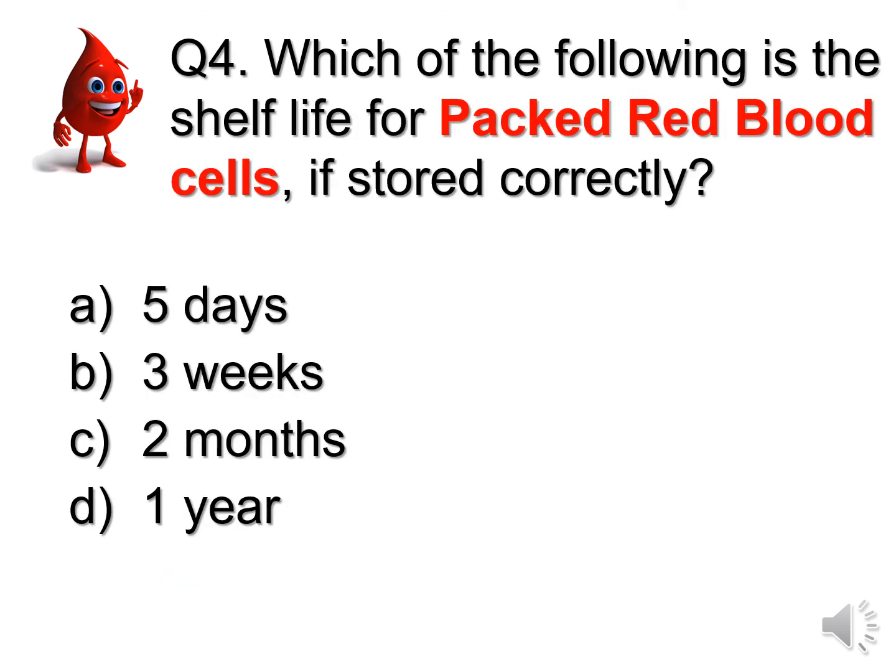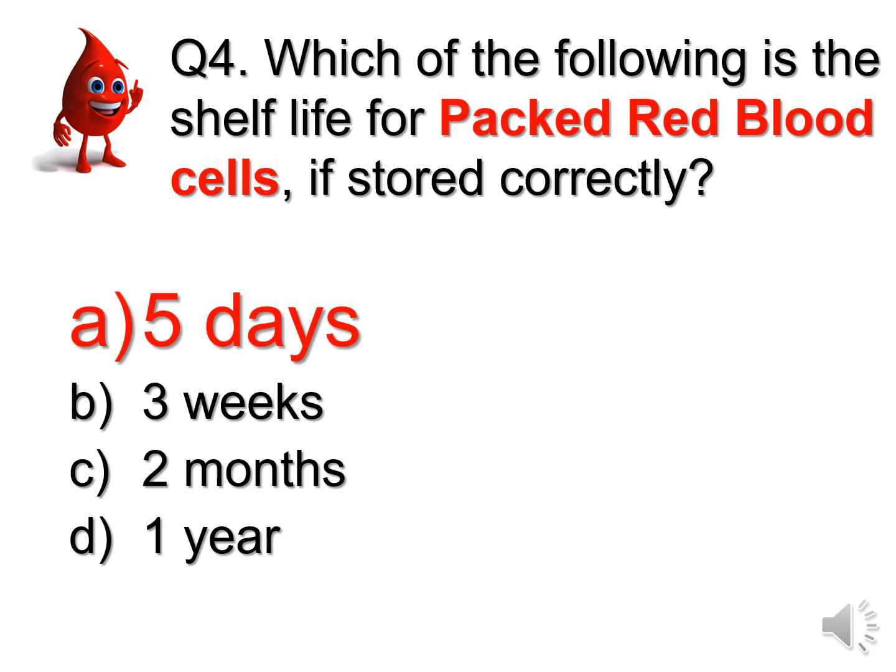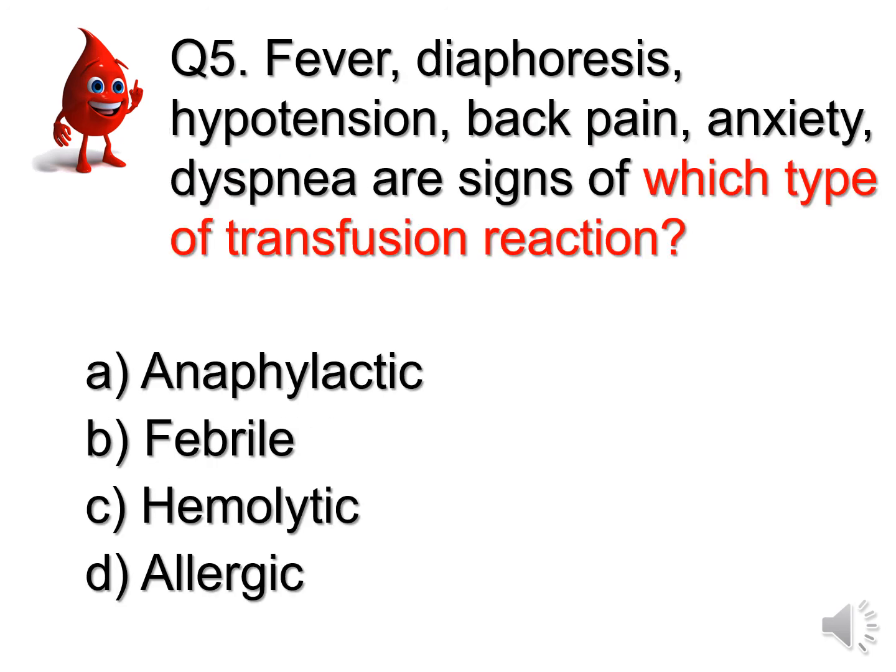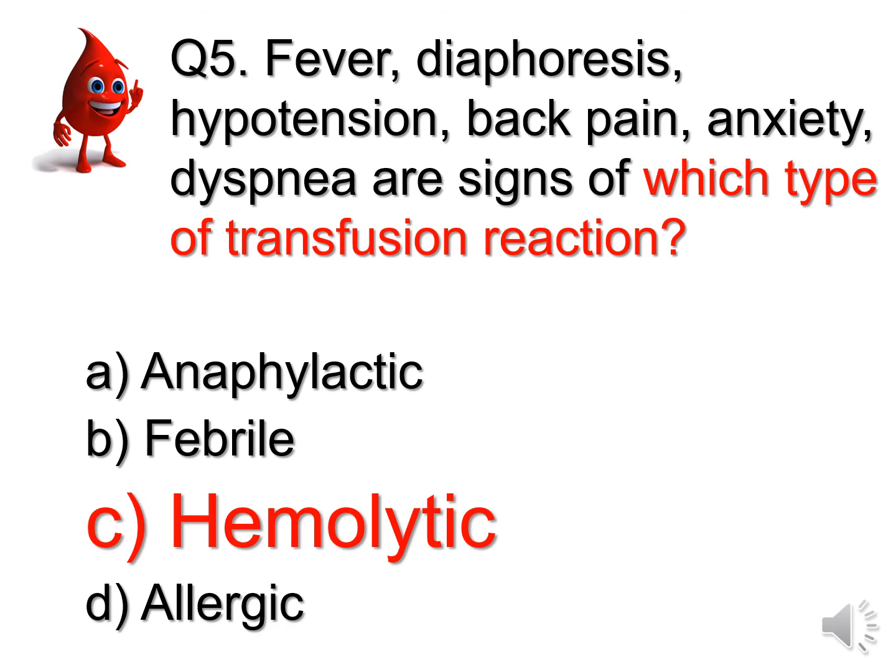Which of the following is the shelf life for packed red blood cells if stored correctly? Meaning in a blood fridge. A, B, C or D? The correct answer is 5 days. Fever, sweating or diaphoresis, hypotension, chest pain or back pain, anxiety, dyspnea are signs of which type of transfusion reaction typically? They're severe. Hemolytic, an acute hemolytic transfusion reaction.